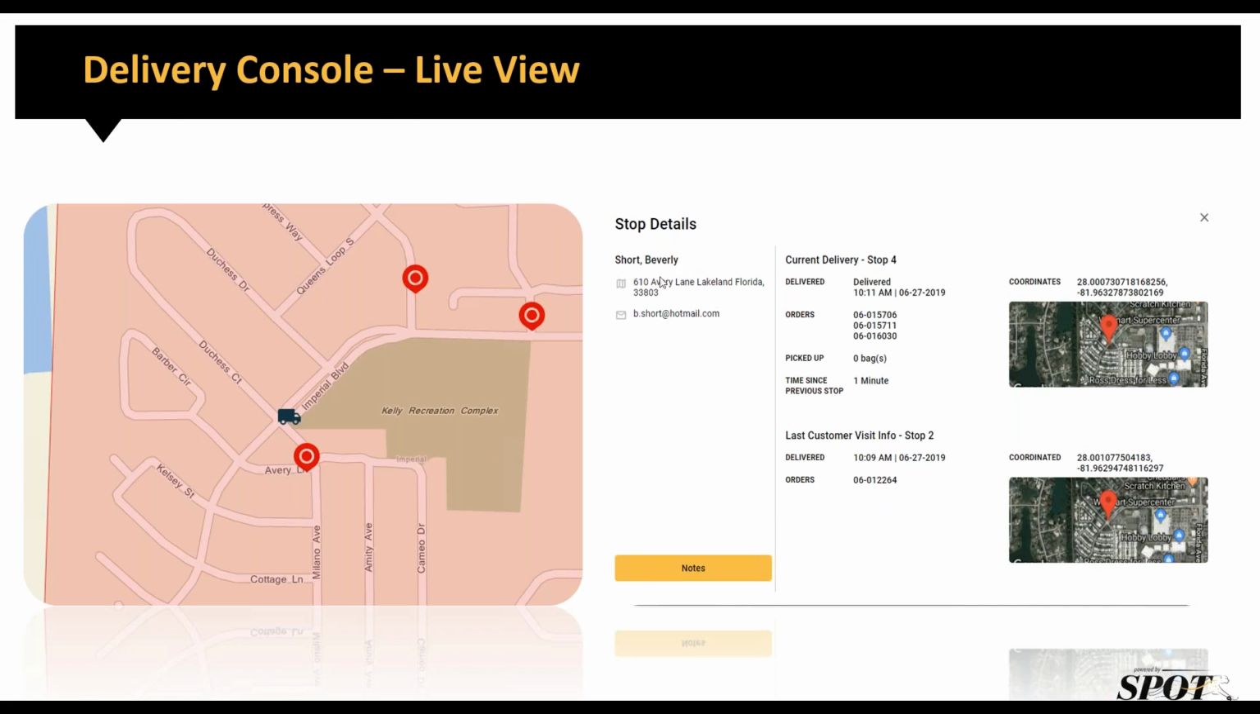It gives you the name of the customer, contact information, address, which orders we have delivered, if we picked up any bags, time since the previous stop before we got here, satellite view and coordinates for the location, and the last customer that we visited as well. So it gives you great in-depth information about these customer stops, and this is all dependent on RouteTrack scans. Basically, these orders are presented here because the driver scanned them with RouteTrack at the time of delivery.